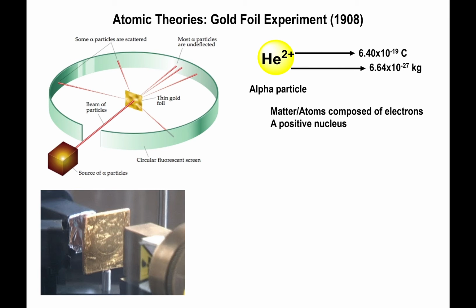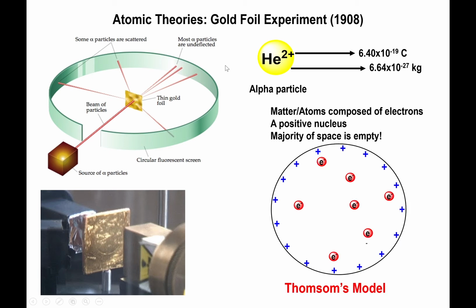So here's where the idea of a nucleus takes place. If you're going to have the majority of the positive particles present in this tiny space, the rest of it has to be basically empty space altogether, which explains why these rays are passing through undeflected. And so the Thomson model, the plum pudding model, is basically proven incorrect by Rutherford's gold foil experiment.